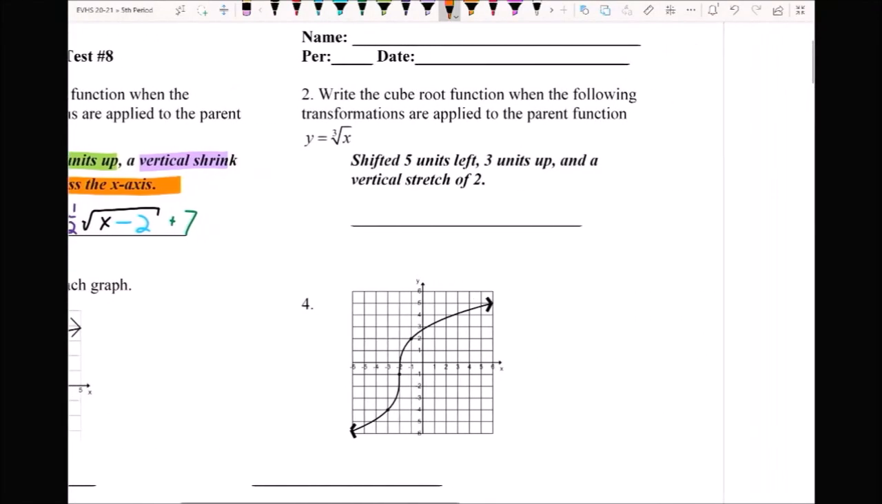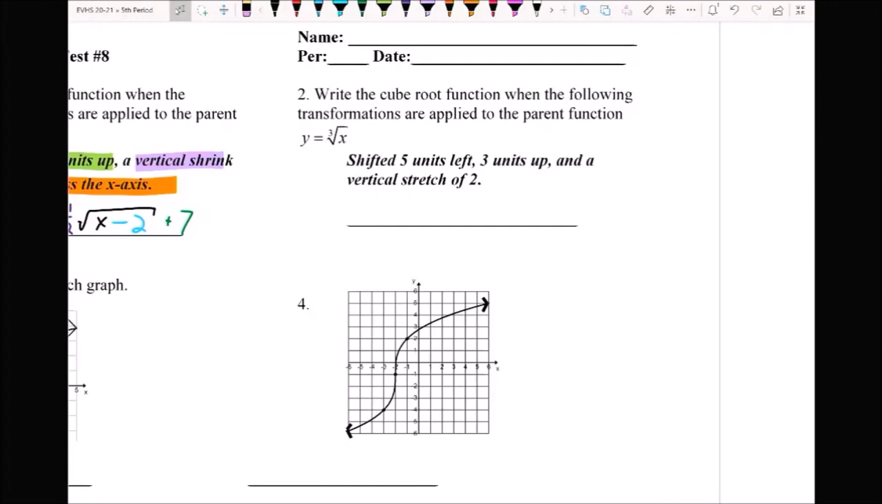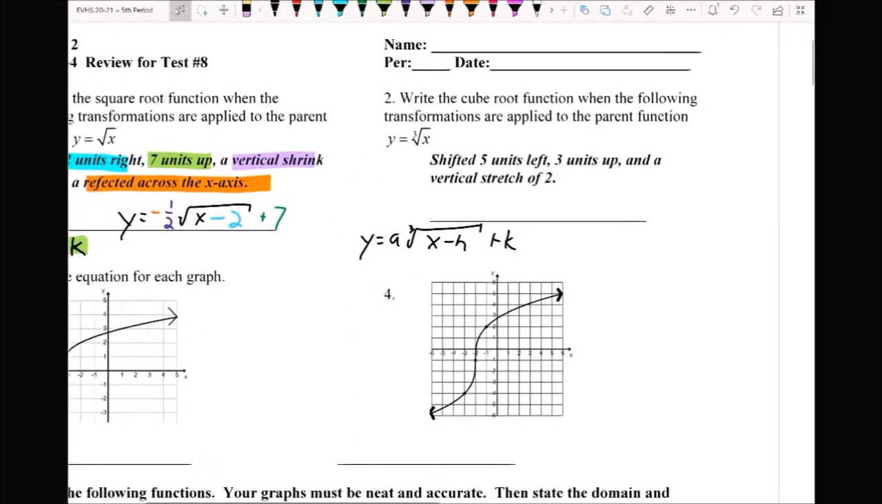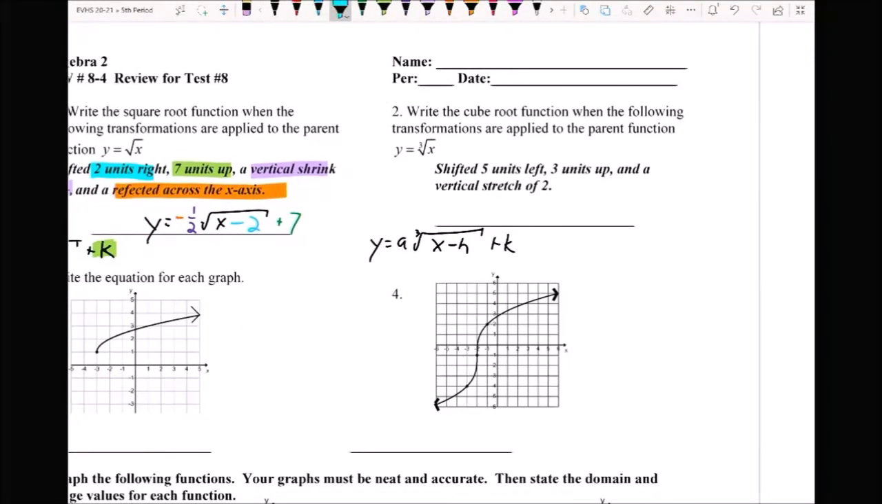Okay, over to number 2, exact same idea, but with a cubed root function this time. y equals a times the cubed root of x minus h plus k. So let's make sure I'm using my same colors here for consistency. Okay, shifted 5 units to the left. That's an h value. I'm going to go ahead and plug in y equals cubed root of x. Okay, so inside lies, so left is a negative direction, so we're going to put the opposite sign, so +5.